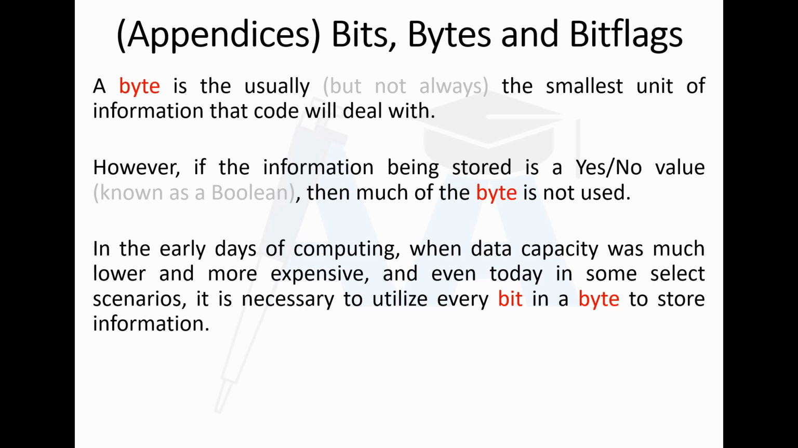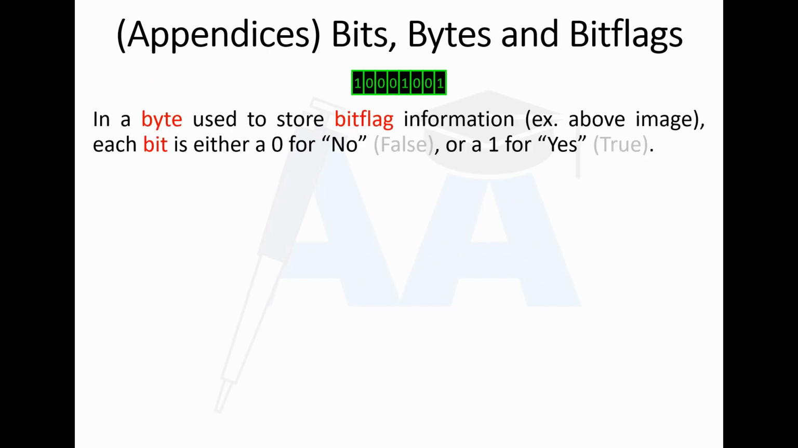Now, in the early days of computing, data capacity was much lower and more expensive, so there was a strong incentive to utilize every bit in a byte to store information if possible. This still holds true today in very specific scenarios. Ultimately, this led to the creation of bitflags, which are bytes where every bit counts as a separate yes-no piece of information. So how does this all tie back to binary numbers?